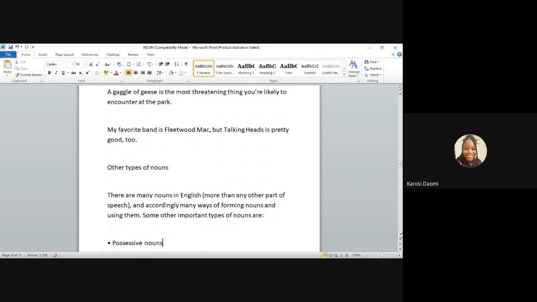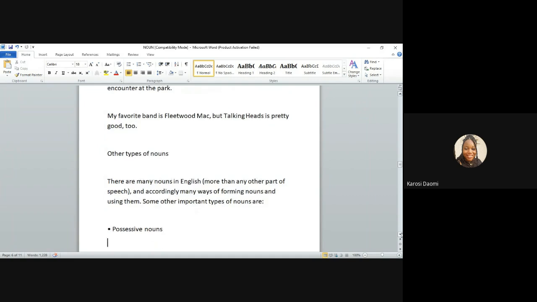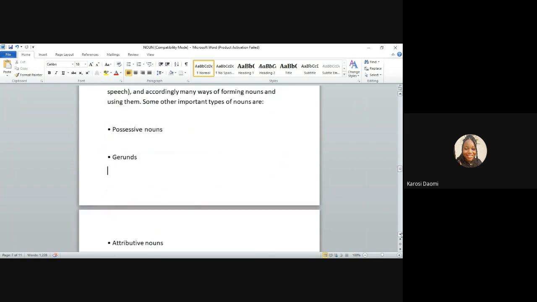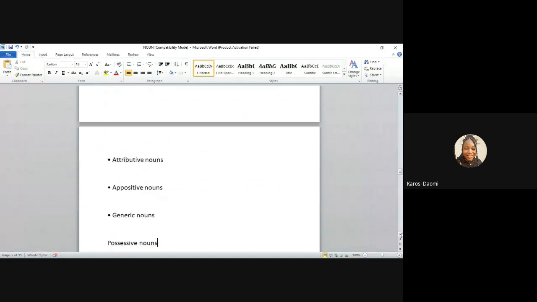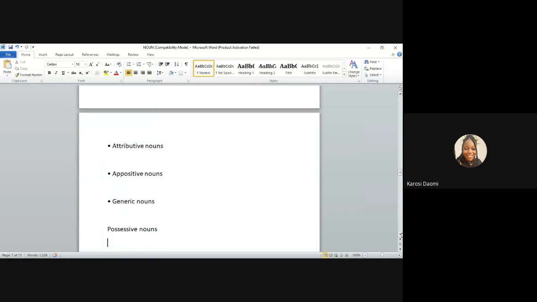Now, there are other types of nouns that we have in the English language, and we'll be looking at them. There are many nouns in English, more than any other part of speech, and accordingly, many ways of forming nouns and using them. So these are some of the other important nouns that we'll be looking at: possessive nouns, gerunds, attributive nouns, appositive nouns, generic nouns.